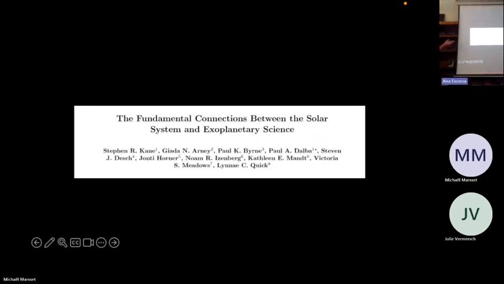This is an example of how solar system science can teach us about exoplanetary science and protoplanetary disks. It was taken from this paper by Kane et al. I forgot to put the name of the journal, but I can give it to you if you're interested. And there are a lot of examples of fundamental connections between solar system science and exoplanetary science, right?